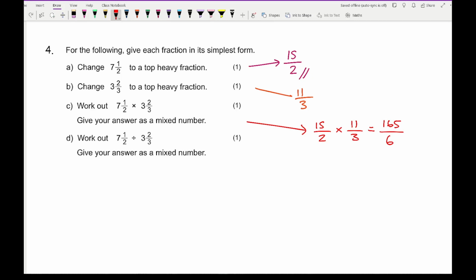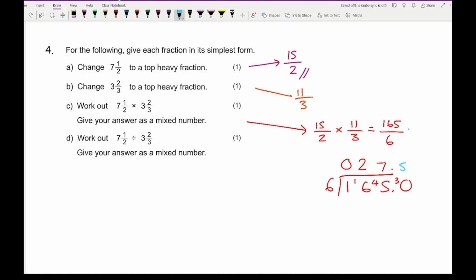Now, if I just do 6 into 165: 6 goes into 1 none, 6 goes into 16 twice, remainder 4, and then 6 goes into 45, and that's going to be 7, remainder 3. Then we have a decimal point in there, and then it's going to be a 5. Let me just change that to a 5.